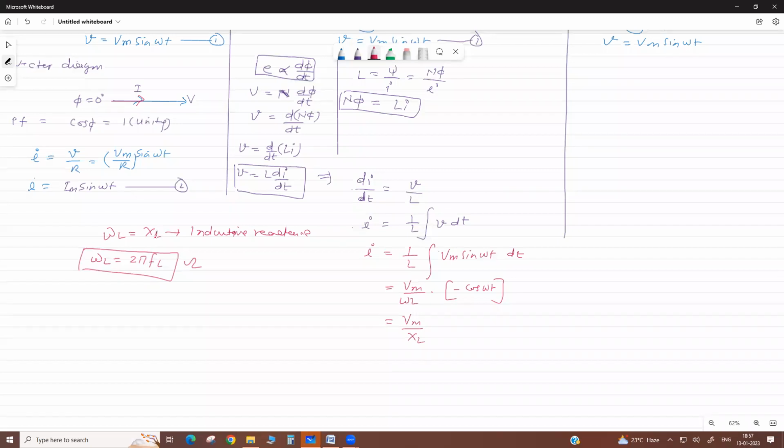It also opposes the flow of current in an inductor. This is like a resistance, it behaves the same way, an ohm resistance, like a resistive element. Then this represents the current. If we take a minus outside, then minus cos we can write as sine of pi by 2 minus omega t.